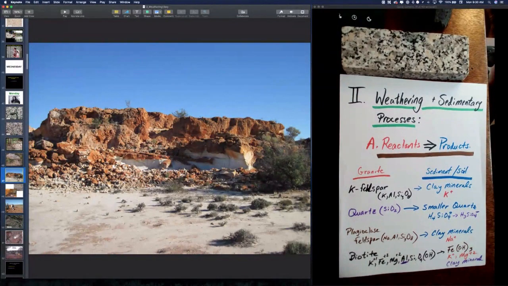It would never, ever weather like this in this kind of climate in a desert. This is weathering that occurred back 50 million years ago and before, when the climate in Australia, just like in North America, was much, much more humid and tropical.